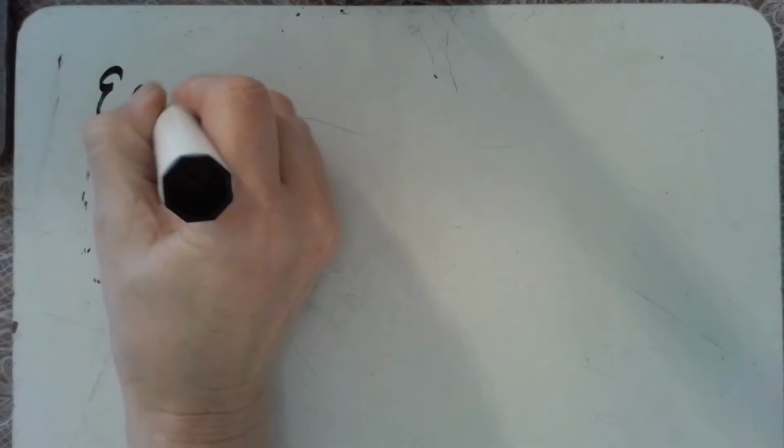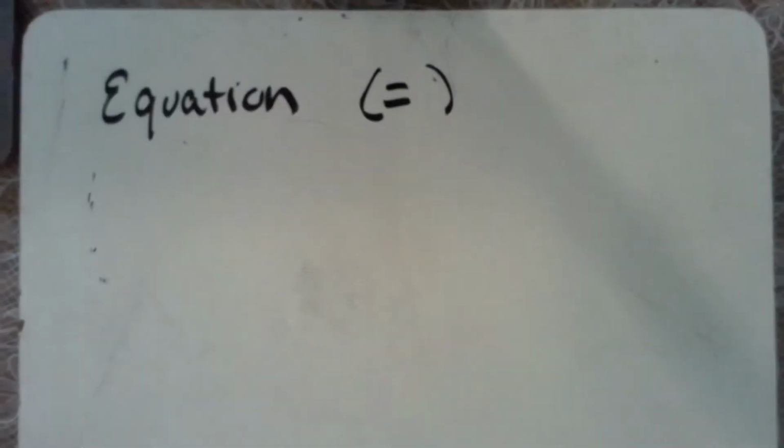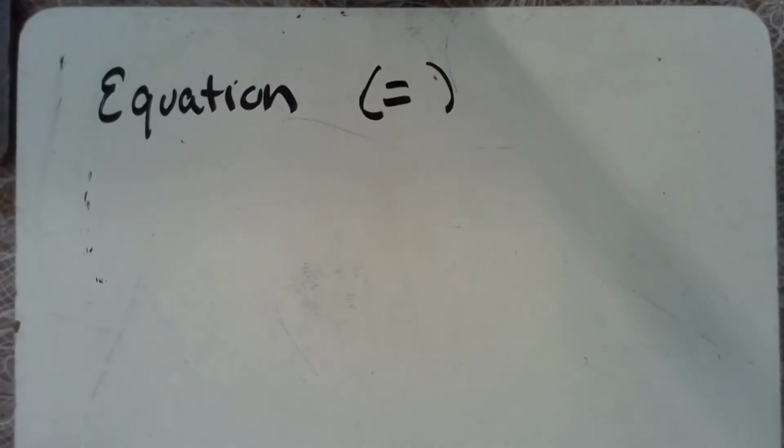Hi guys, we're now going to talk about equations, expressions, and inequalities. So an equation is something that has an equal sign. Okay, so an equation has an equal sign. That's how we know if something's an equation.